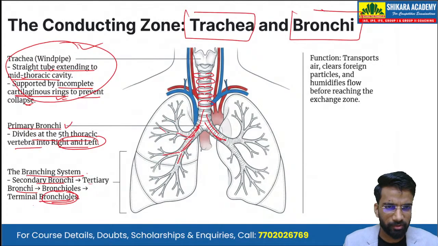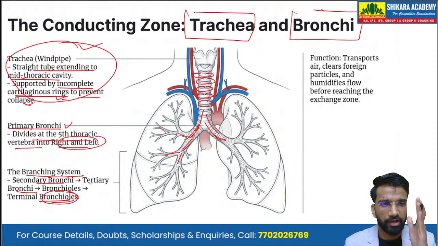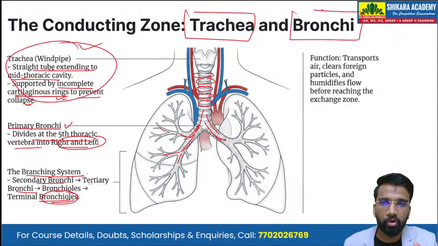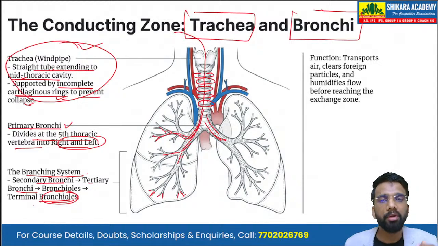This is a branched structure. One trachea divides into two primary bronchi. The primary bronchi further divide into the branching system, including the secondary bronchi. The secondary bronchi further divide into the tertiary bronchi, then the bronchioles, and ultimately the terminal bronchioles, the last ones. The function of this entire conducting zone: air enters via the nasal cavity, through the windpipe, through the trachea, and it travels through these bronchi and bronchioles.